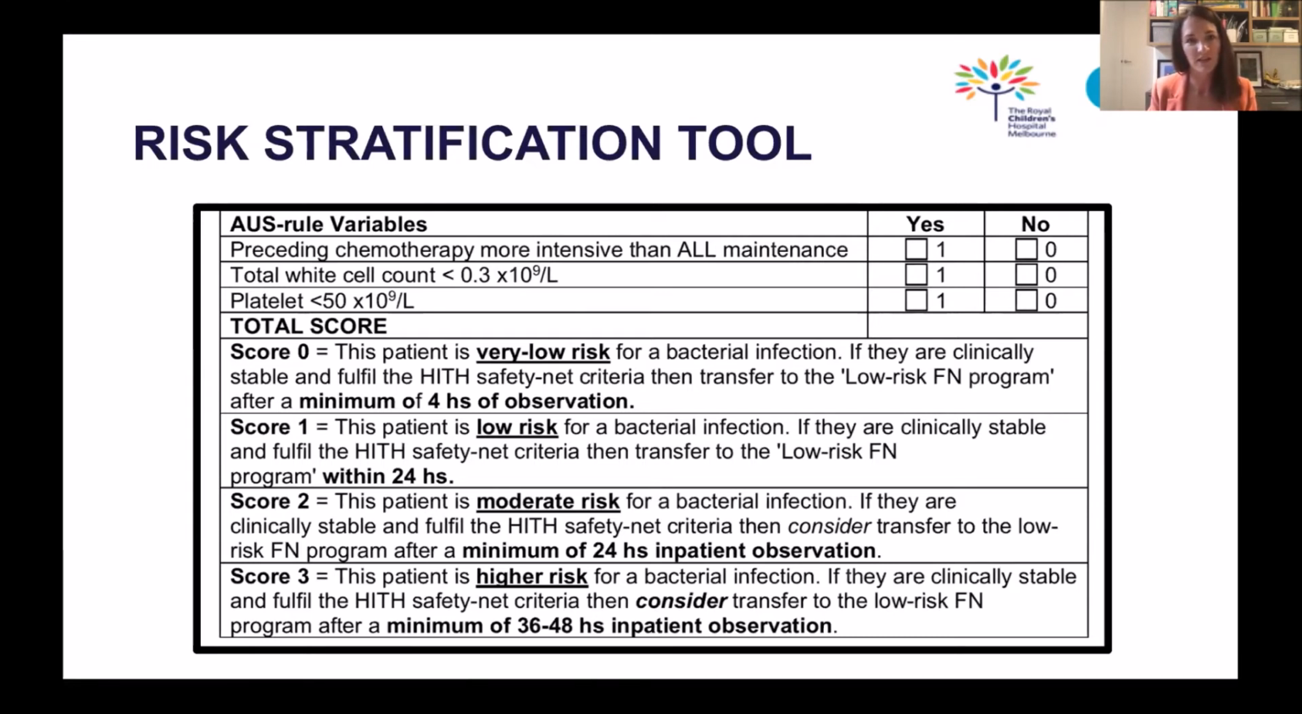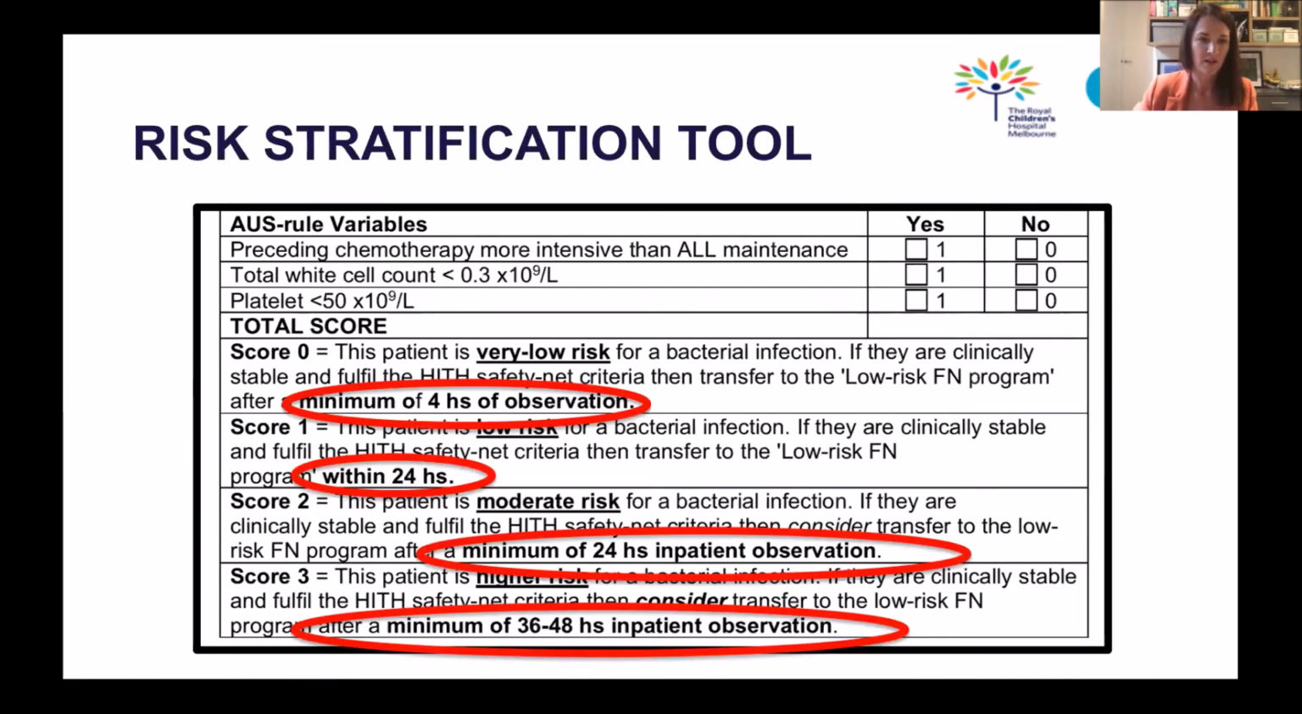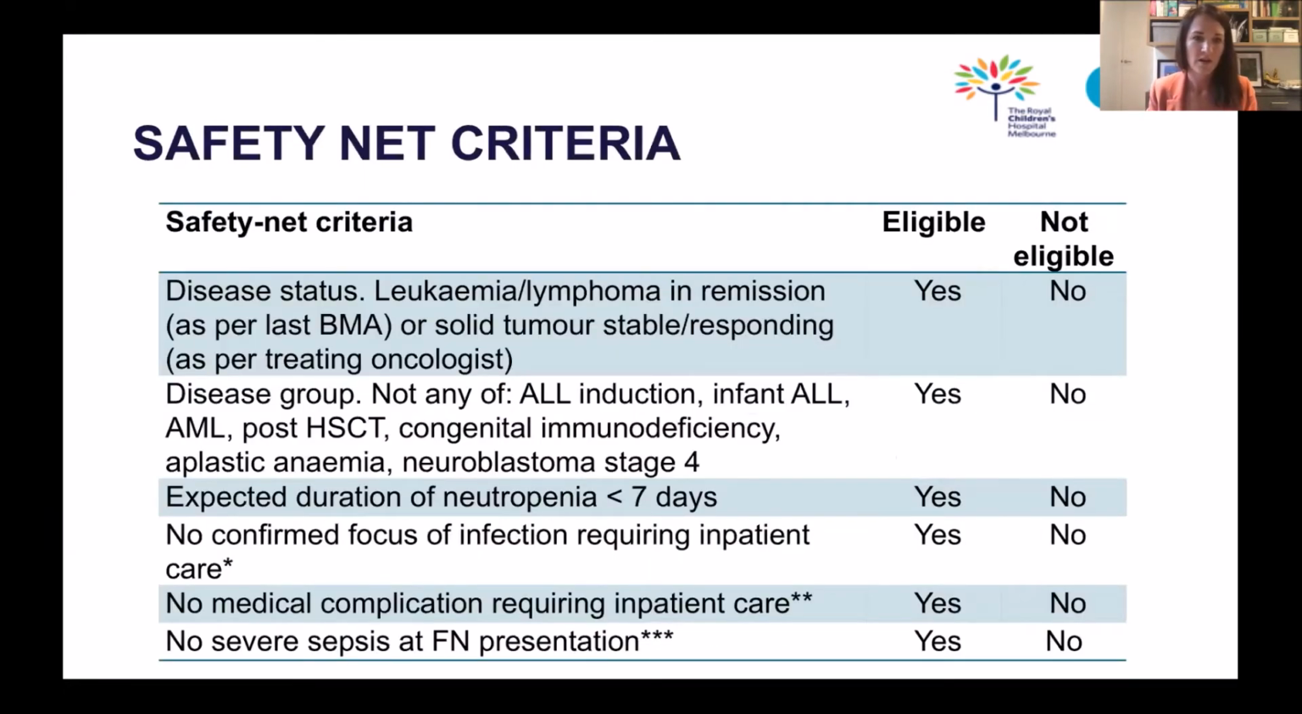So rather than just simply giving a low and a high risk score, the work we've done, which I'll show you in a moment, is that we've given some recommendations based on the score. What is your minimum in-hospital observation period before going home? You can see that it ranges anywhere between 4 hours out to 48 hours, depending on the score.